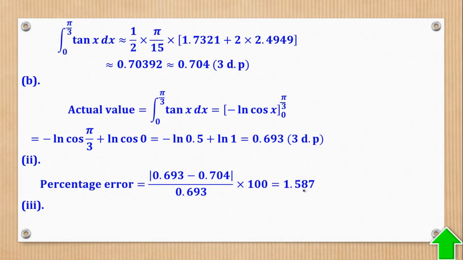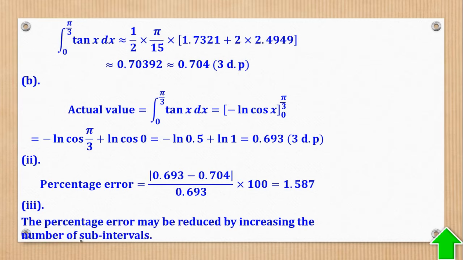Then Roman 3, they wanted you to suggest how the percentage error might be reduced. So that will be by increasing the number of sub-intervals. I think you realize that when the question talks about sub-intervals, you use sub-intervals.